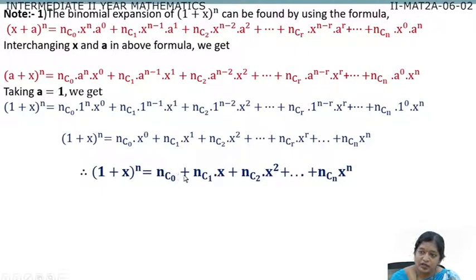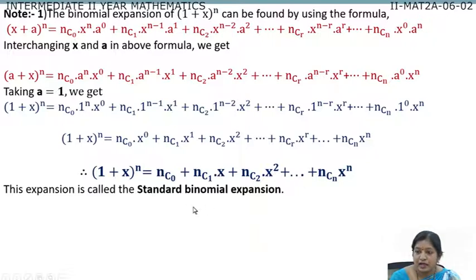Because multiplying with 1 again gives us nc0. So nc0 plus nc1 into x plus nc2 into x square plus so on ncn x to the power of n. This we call the standard binomial expansion.